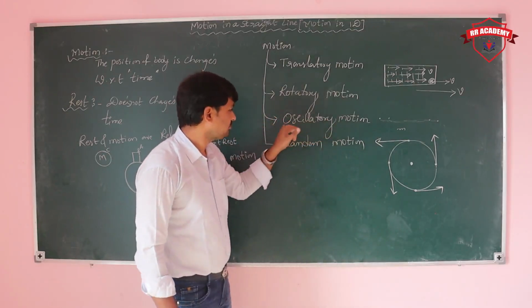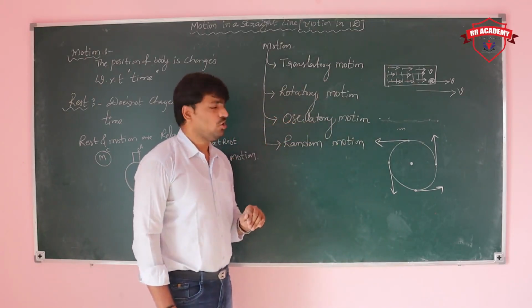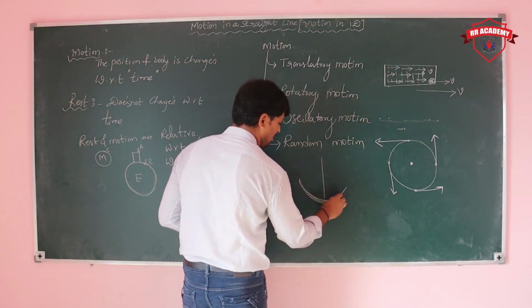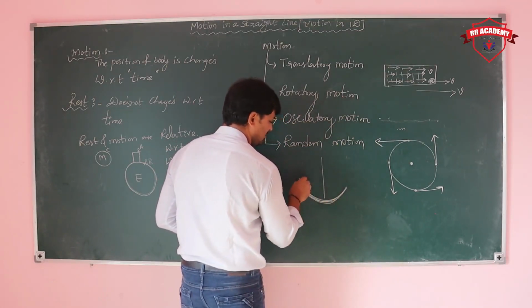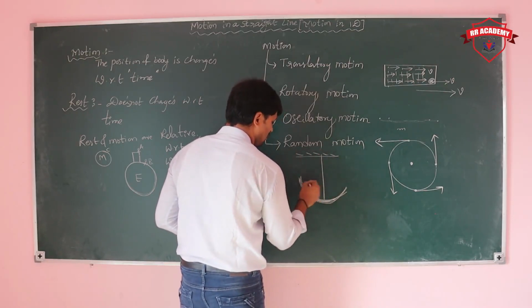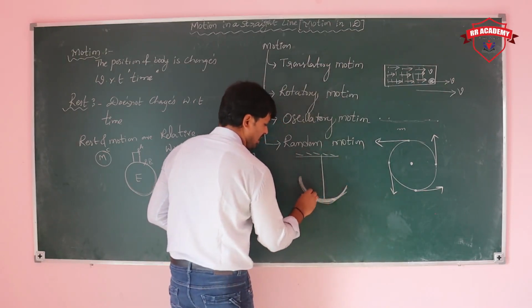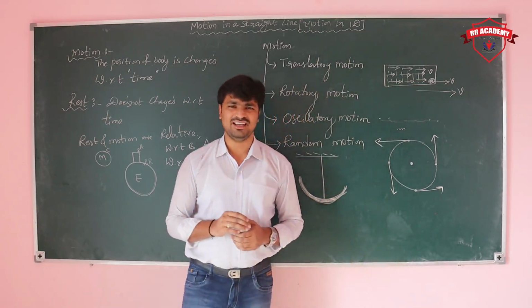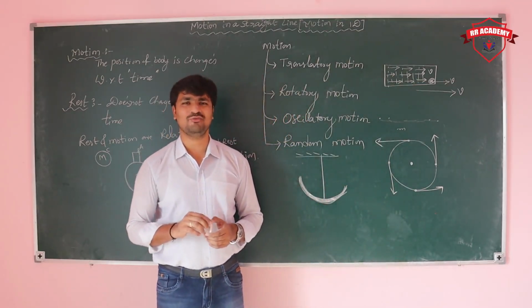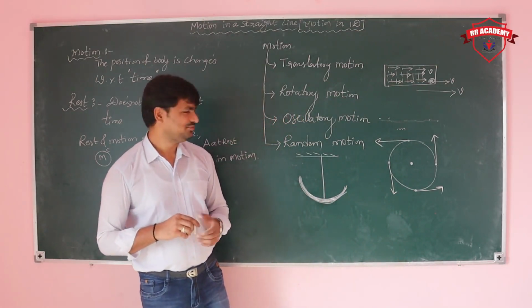Next, oscillatory motion. Oscillatory motion means simply to and fro motion. To and fro motion of your body about a fixed point, that we can say is oscillatory motion. The to and fro motion of your body about a fixed point is called oscillatory motion.